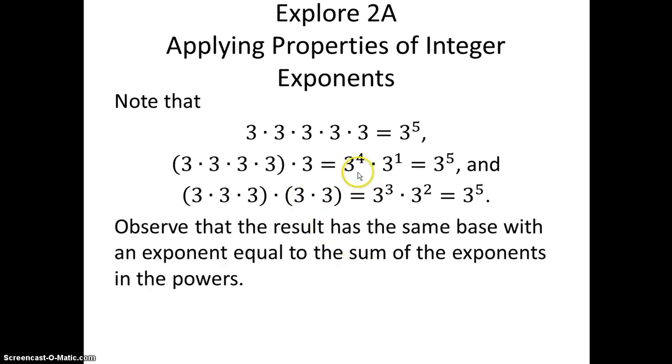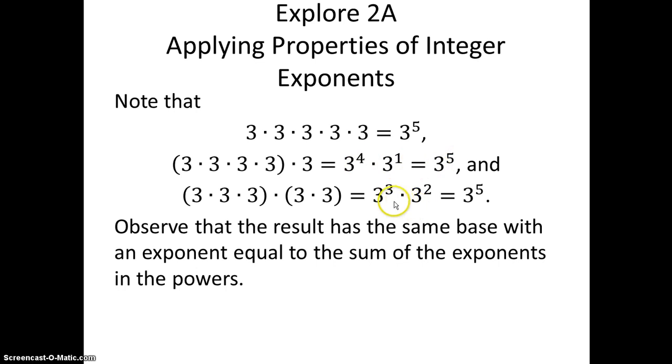Notice that if I just take this piece here, 3 to the power 4 times 3 to the power 1, in order to get the exponent, I just basically add the exponents here. So for example, let's say I'm looking to simplify 3 to the power 4 times 3 to the power 1. This would be 3 to the power 5 because 4 plus 1 is 5.